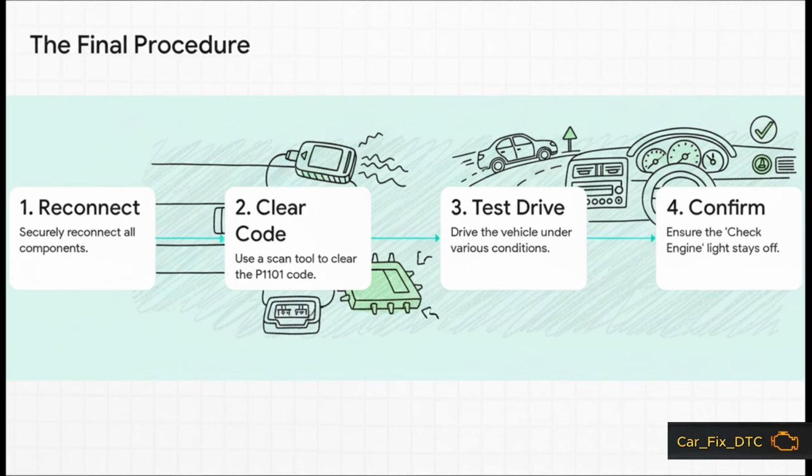First, you have to use your scan tool to tell the computer, hey, the problem's gone, you can forget about that old code. Then you have to actually drive the car. This gives the computer a chance to run all its tests again and say, yep, everything looks good now. That's the only way to know for sure that you've solved it.